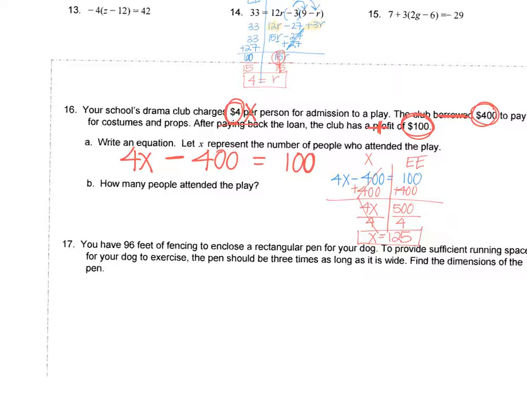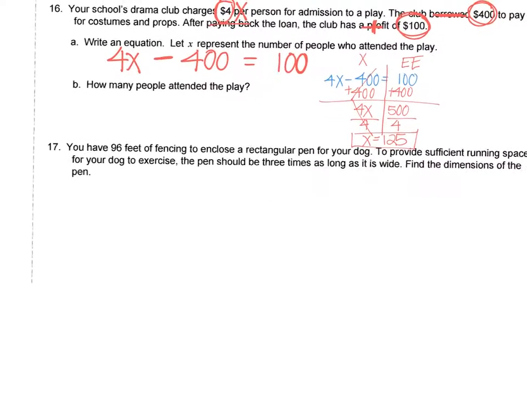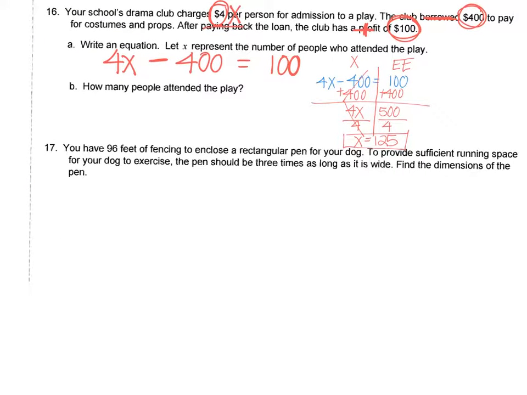And I guess I'll go ahead and do this last example if you're still listening. You have 96 feet of fencing to enclose a rectangular pen for your dog. To provide sufficient running space for your dog to exercise, the pen should be 3 times as long as the width. You know Miss Miller, she has to have a picture. I'm a visual person. I can't do all these words. So I'm going to draw.